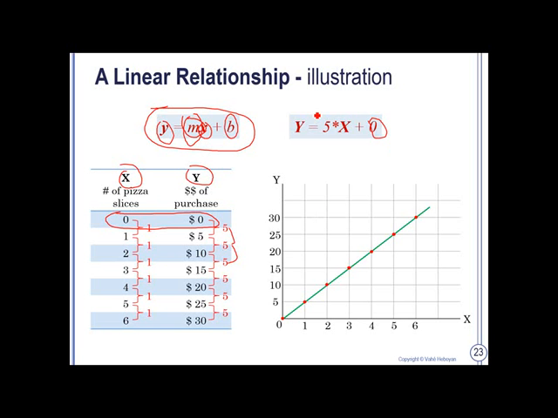And hence we have our linear equation expressed as y equals 5 times x plus 0. So why is this important? Well, if we want to do predictions, for example, how much will 10 slices of pizza cost? If we plug in 10 instead of x, 5 times 10 is 50, plus 0 is 50. Therefore, if we purchase 10 slices of pizza, it is going to cost us $50.